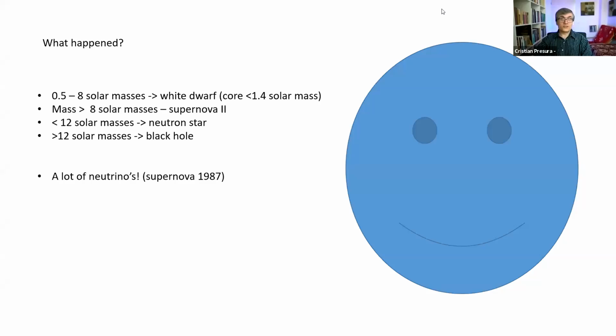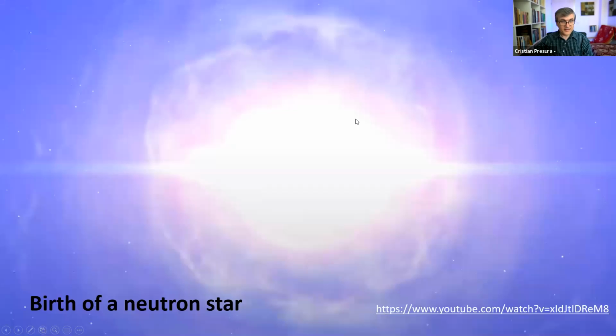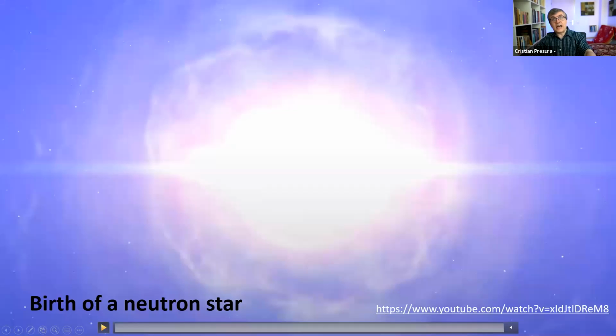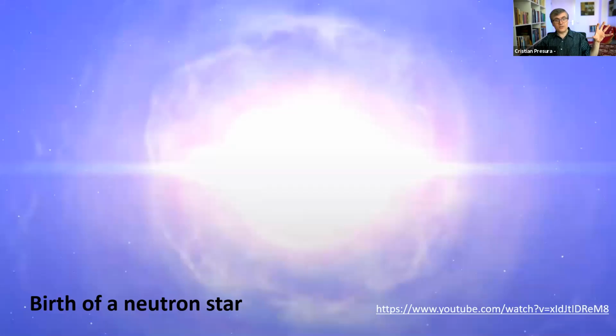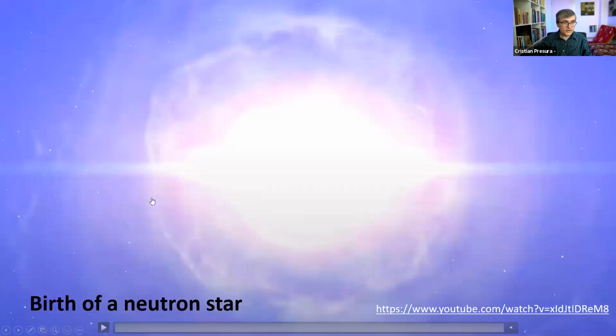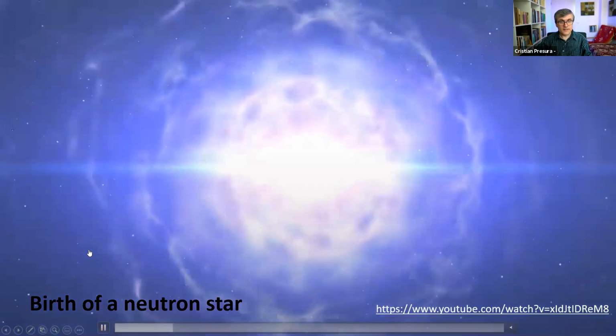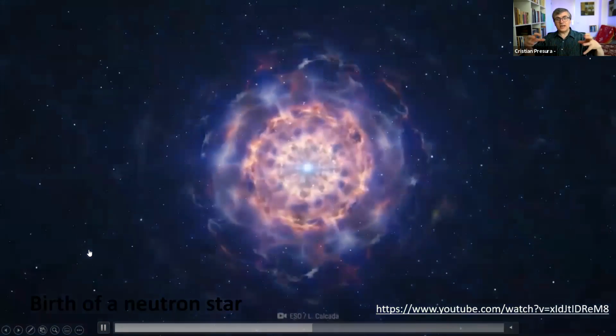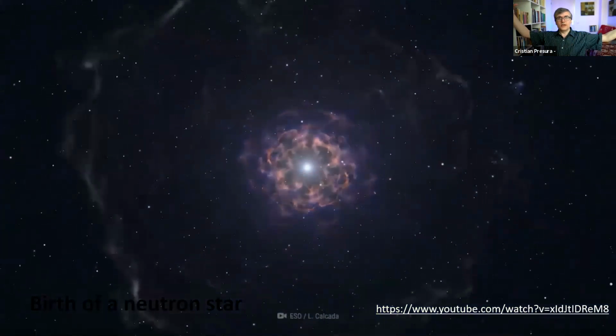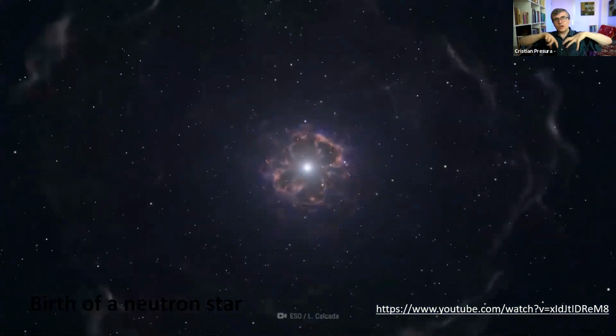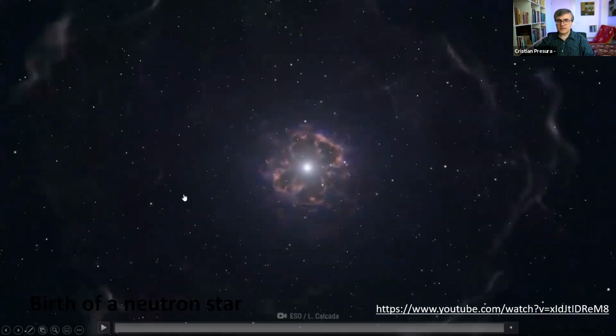So let's see now a different animation with a supernova. So this is after the explosion. You see here the light of the explosion, and now you see the outer layers, which are pushed. And coming back from the animation, I'm going to switch a little bit to the physics to try to explain to you.